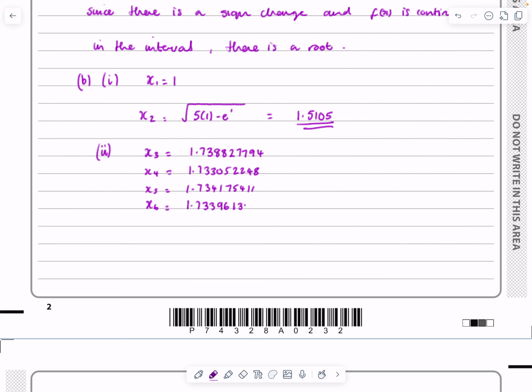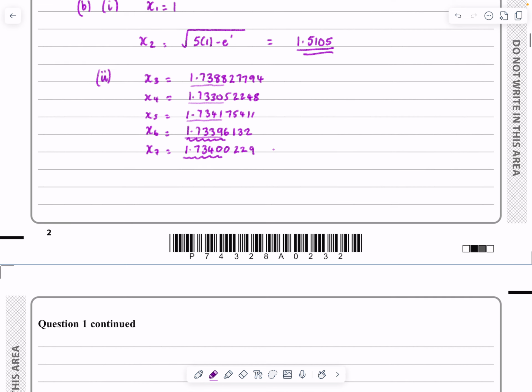Let's just have a look then. That was 1.7338, 1.7330, 1.73341, 1.73339. We're beginning to get to the stage, do x7, where the change is taking place further and further down the decimal. This last one that I did was 1.73400. And we can say, look, at least that far then, that's staying at 1.734. That's not going to change there. If there's any more changes taking place, they're taking place over there.